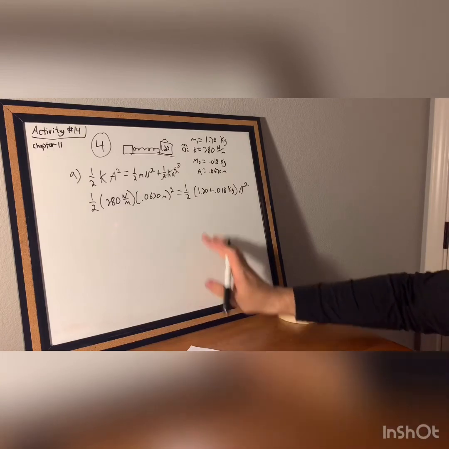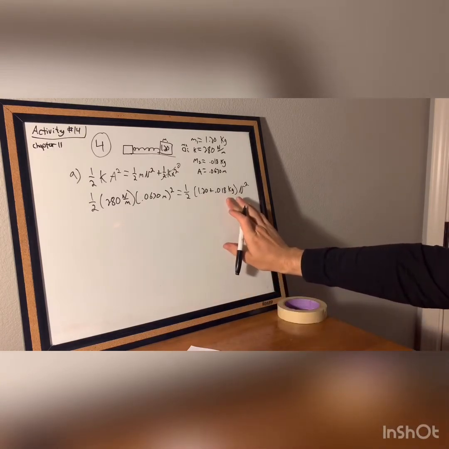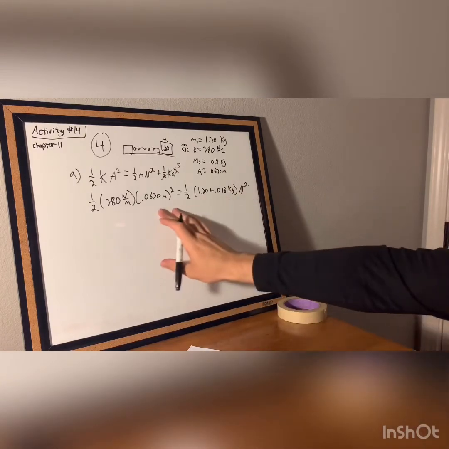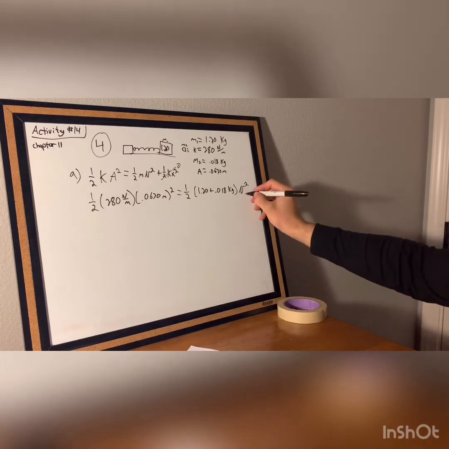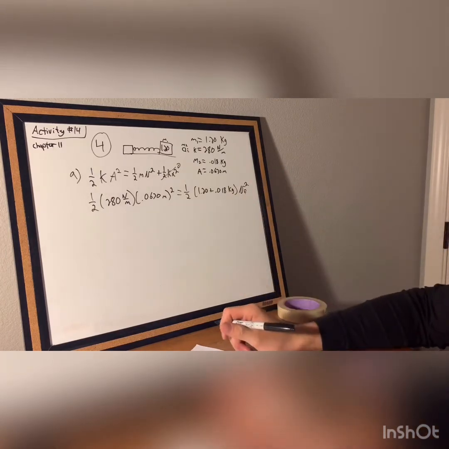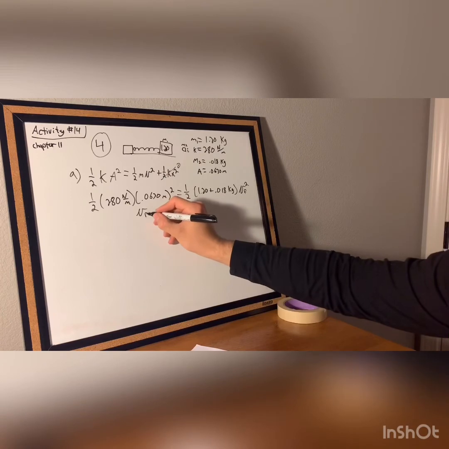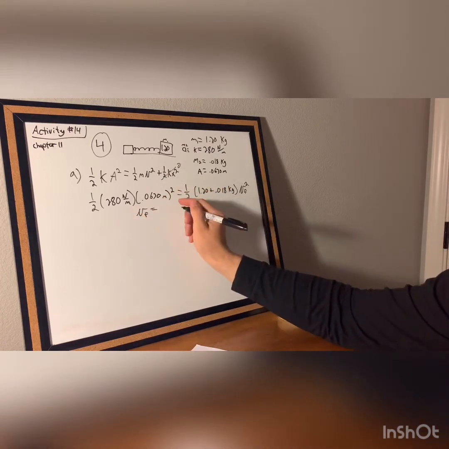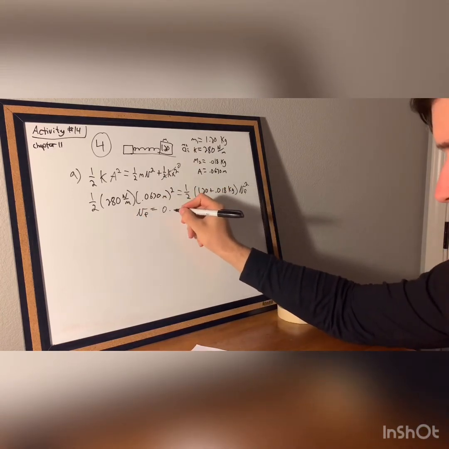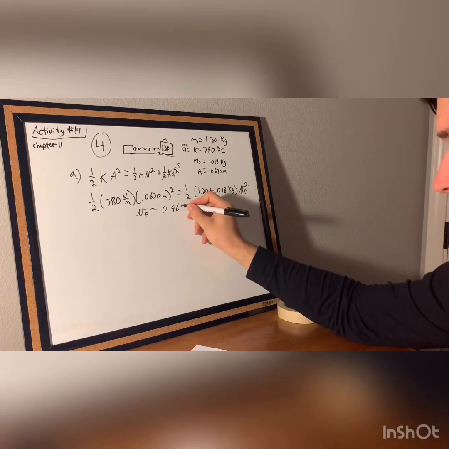So this is the mass of the block plus the mass of the bullet. And if you look at it, all we're left with now is the final velocity, and that's all that we need to solve for. When you solve for that, just plug into your calculator, you get 0.96 meters per second.